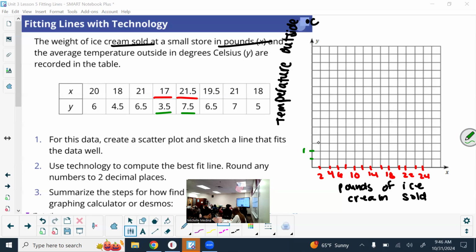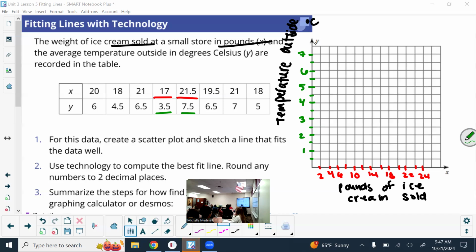I'll only label every other one. So here's 0.5, 1, 1.5, 2, 2.5, 3, and so forth. And we have just enough to get to our last highest data point right at the top.